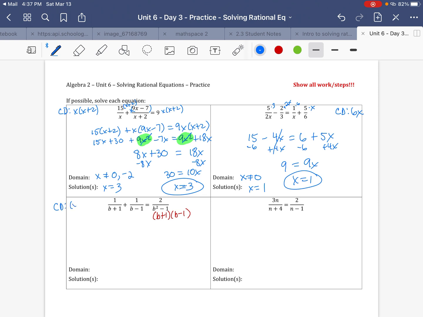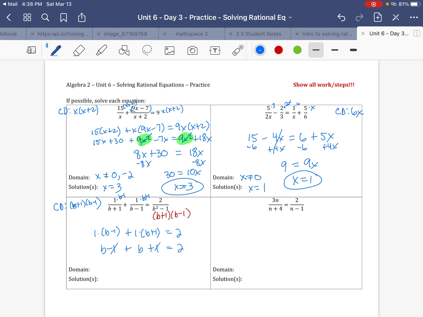So my common denominator is b plus 1 and b minus 1. Okay, so this 1 right here is going to have to get a b minus 1. This one's going to have to get a b plus 1. And the 2 gets nothing because it already has everything. So 1 times b minus 1 plus 1 times b plus 1 equals 2. So 1 times b minus 1 is b minus 1, plus 1b plus 1 equals 2.